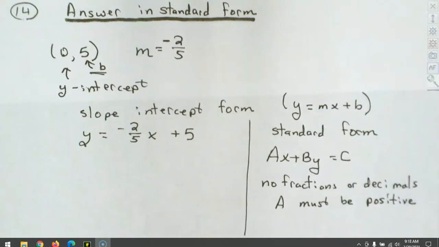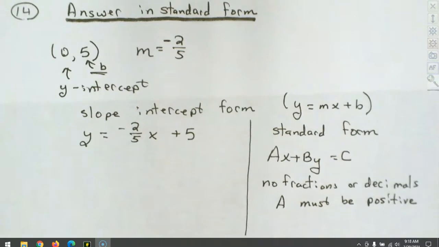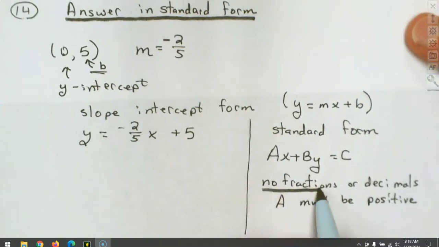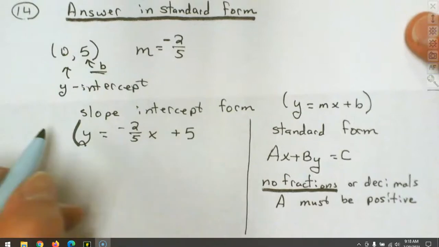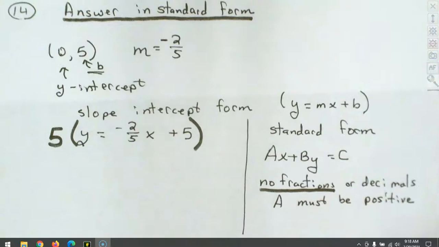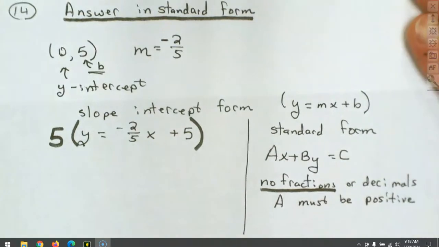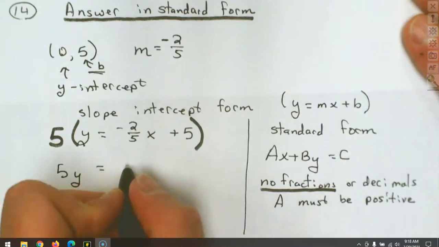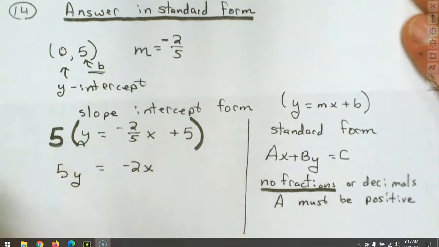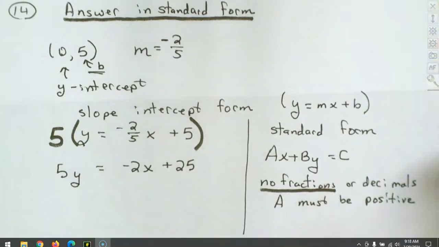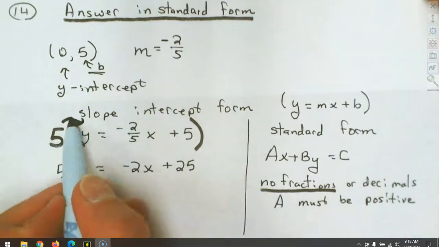So let's now make sure our answer is in standard form. No fractions, so we need to take care of those. So we'll multiply everything by 5. That will clear out my fractions. And that leaves me with 5y equals negative 2x. And don't forget your 25 there, because that 5 has to be distributed through.